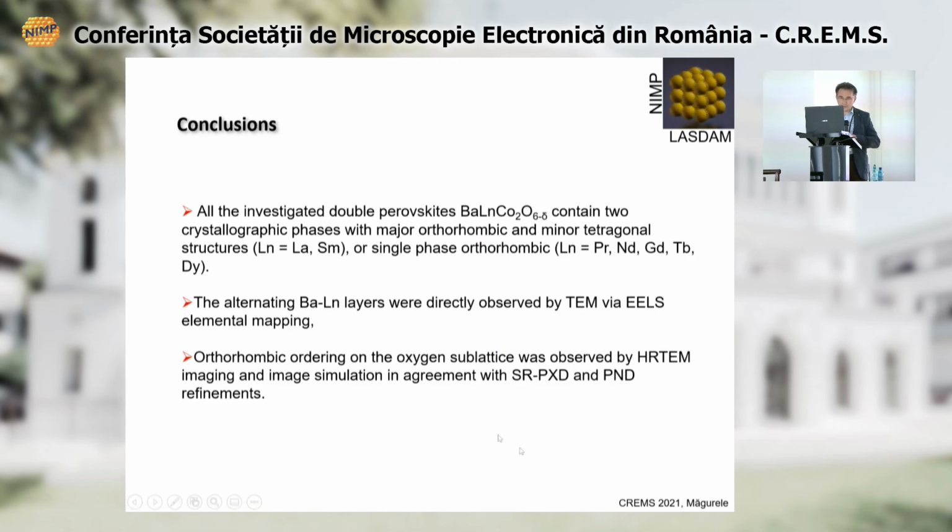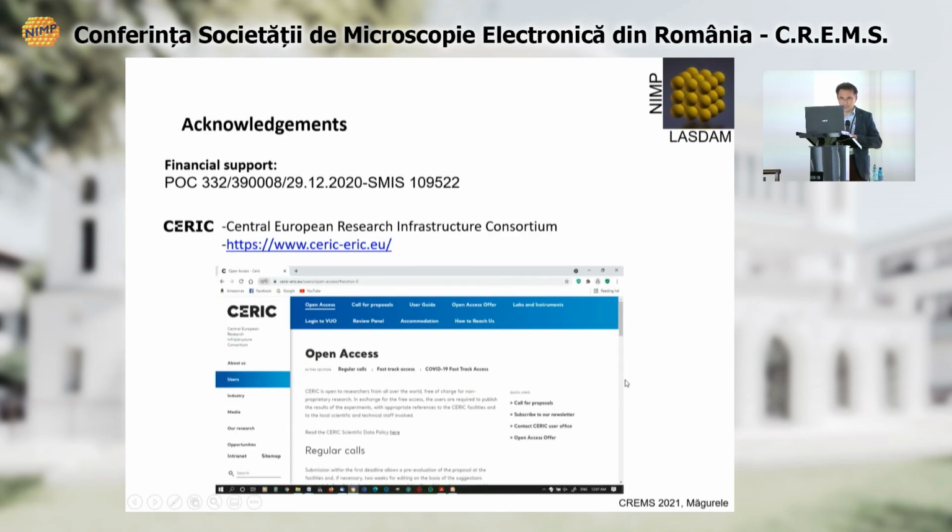So I will come to the conclusions and say that all the investigated double perovskites contain two crystallographic phases with major orthorhombic and minor tetragonal structure, or single phase orthorhombic in the case of these elements, but I could not show all the results here. The alternating barium and lanthanide layers were directly observed and confirmed by TEM via EELS elemental mapping. And also the orthorhombic ordering of the oxygen sublattice vacancies were observed by HRTEM imaging and explained by image simulation, in agreement with the synchrotron radiation, powder X-ray diffraction, and powder neutron diffraction refinements.